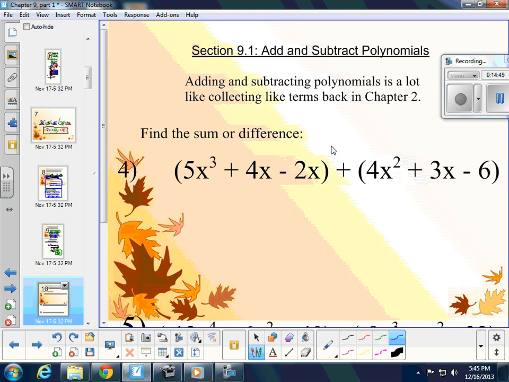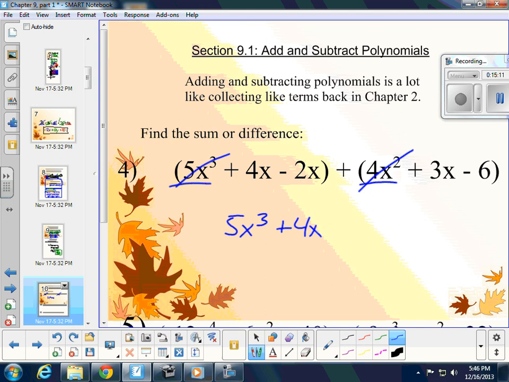And now in this one, I see 5x to the third, and I don't see any other x to the thirds anywhere else in this problem. So that's just the first one I'm going to write down, 5x to the third. And now I'm done with that part. Then if I look to what my next highest power is, I can see 4x squared, and I don't see any other x squareds. So I'm just going to write that one in my problem as well.